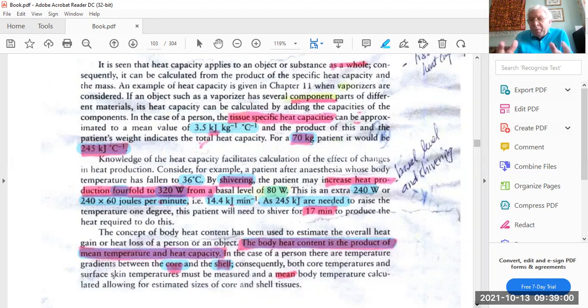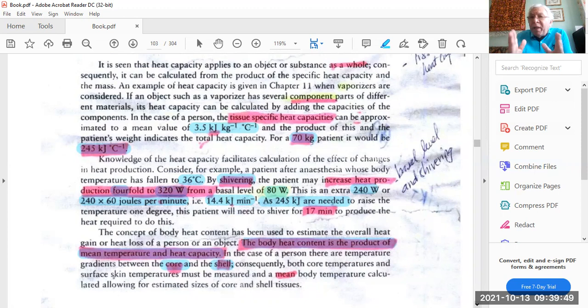So suppose the patient's temperature has decreased to 36, so we have a decrease of 1 degree. How much heat is required to increase the temperature from 36 to 37? As we know before, the total heat capacity of the human being is around 245. For this 1 degree, we need an extra 14.4 kilojoule per minute. The patient must shiver. This is the only way to gain heat, by shivering. So this amount of heat per minute takes around 17 minutes to increase the temperature from 36 to 37.